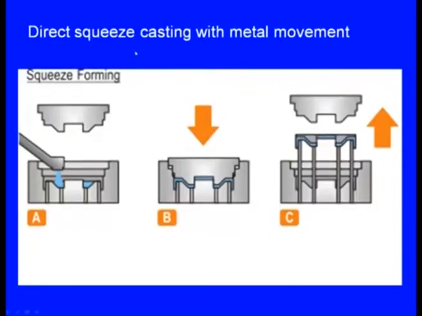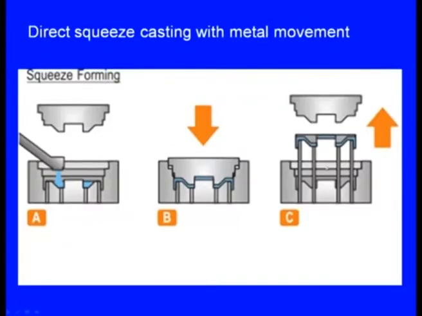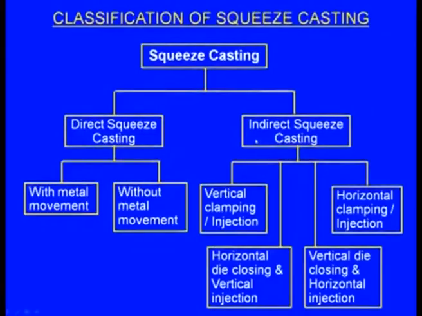Now, we can see an illustration of direct squeeze casting with metal movement. This is the die and molten metal is being poured. The blue colored one is the molten metal. This is the upper die or the punch. It will be coming down and applies pressure on the molten metal, and here you can see the molten metal is squeezed and is solidifying. After solidification, it is ejected, and remember there is metal movement because of the complex shape of the component.